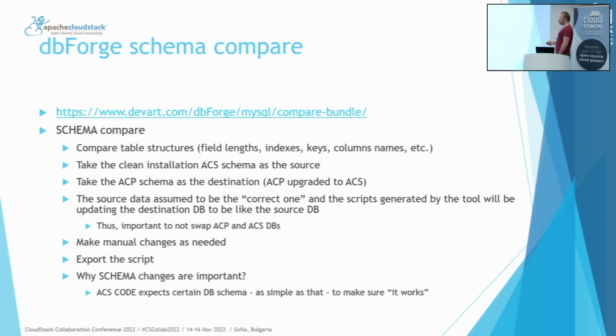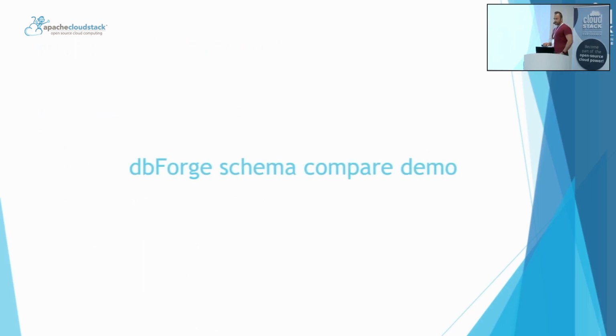This tool will compare the source and the destination tables, respective tables, and it will generate a set of SQL scripts which will allow you to upgrade or modify your upgraded CloudPlatform database to be in sync with a clean CloudStack database, actually all the same tables of the clean installation. This still requires manual checks. It's not just click, generate, and there you go. You need to go through almost every single query generated. Very short demo on the dbForge Schema Compare.